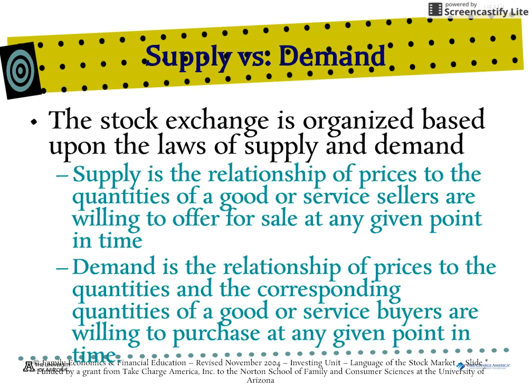So all of this comes back to supply and demand. The stock market is organized based upon the laws of supply and demand. Supply is the relationship of prices to quantities of a good or service sellers are willing to offer for sale at any given point in time. Demand is the relationship of prices to the corresponding quantities of a good or service buyers are willing to purchase at any given point in time.